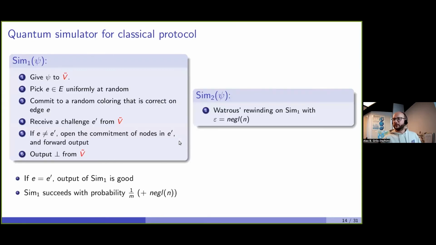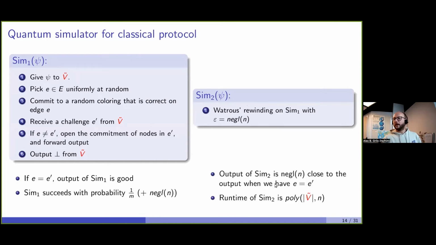Okay, so just using a second simulator that applies Watrous rewinding on sim1, we have that the output of sim2 is negligibly close to post-selecting when E is equal to E prime. So in other words, the output of sim2 is exactly what we're looking for. And the runtime of sim2 does not blow up too much. It's just a polynomial in the size of the circuit V tilde and the input state.